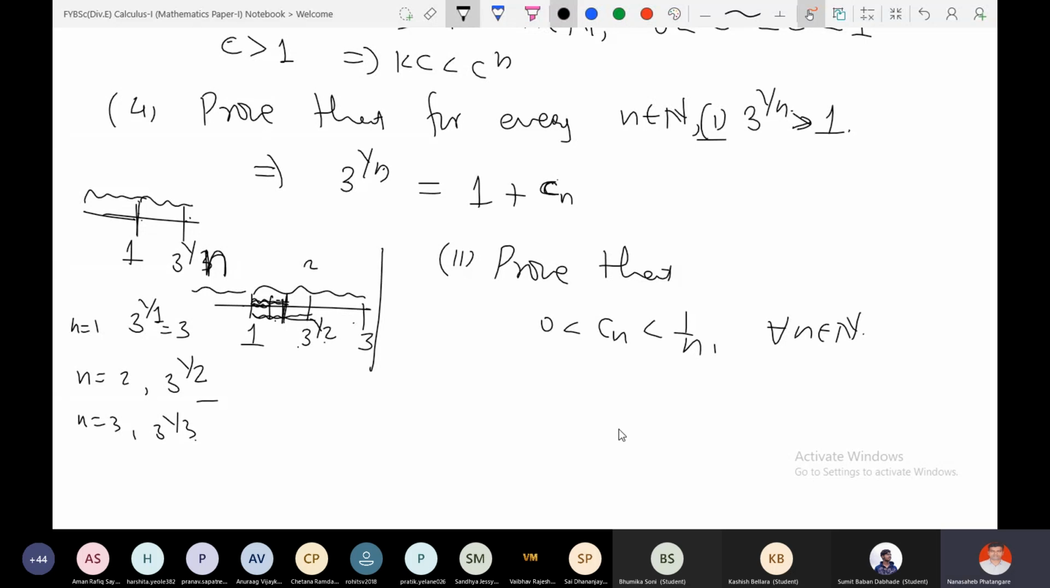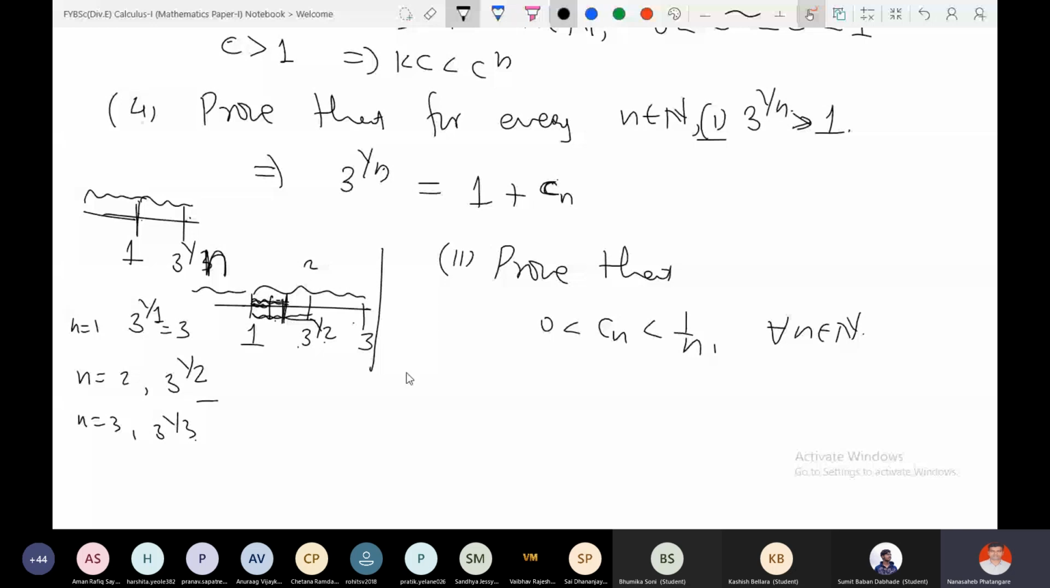If you prove this, then this has a significance. What is the significance? If you increase n, every time Cn is less than 1 by n. If you increase n, the value of 1 by n becomes smaller and smaller. At the same time, Cn becomes smaller and smaller, but it will not go beyond 0. So if we increase n, then what happens?